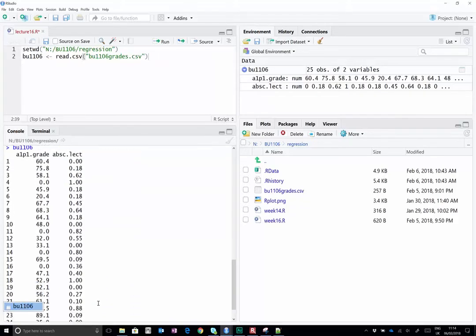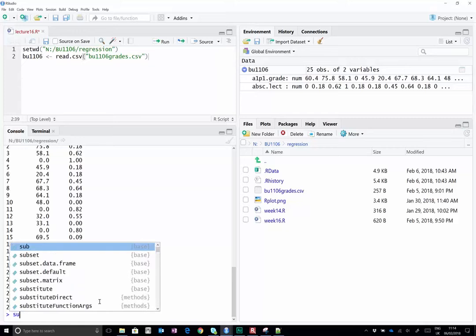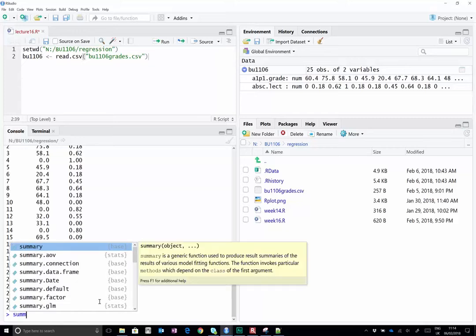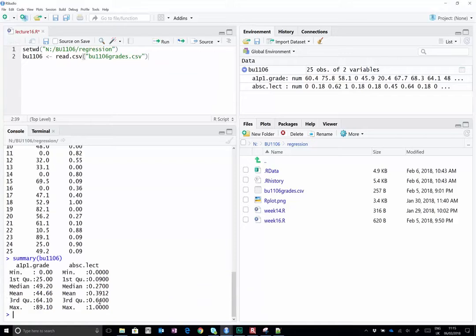And anybody remembers one of those commands from the DataCamp course you did, the first one, Introduction to R? There's a command that you can use and then it gives you some further information. Summary? It's summary. Summary is good, but it's not the one I was looking for. But let's try summary. Summary, BU1106. Oh, here we are.